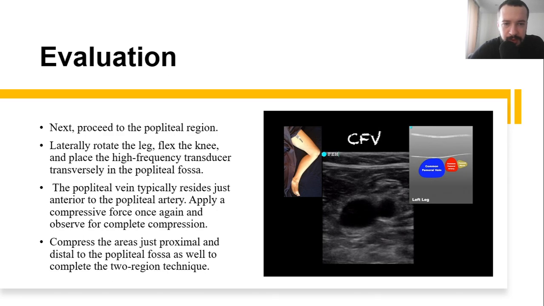Next, proceed to the popliteal region. Laterally rotate the leg, flex the knee, and place the high-frequency transducer transversely in the popliteal fossa. The popliteal vein typically resides just anterior to the popliteal artery. Apply a compressive force once again and observe for complete compression. Compress the areas just proximal and distal to the popliteal fossa as well to complete the two-region technique.